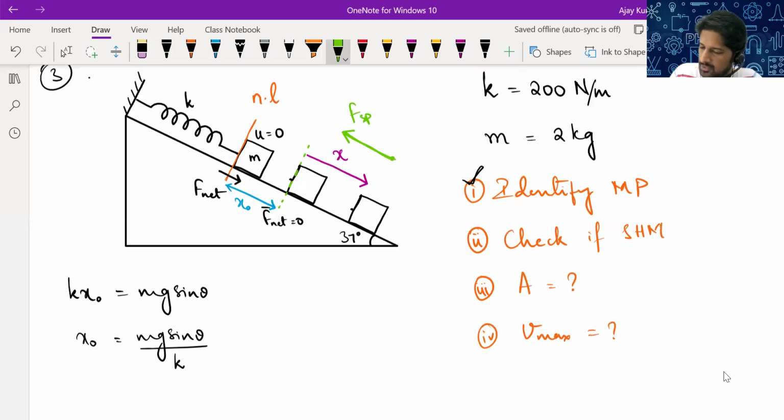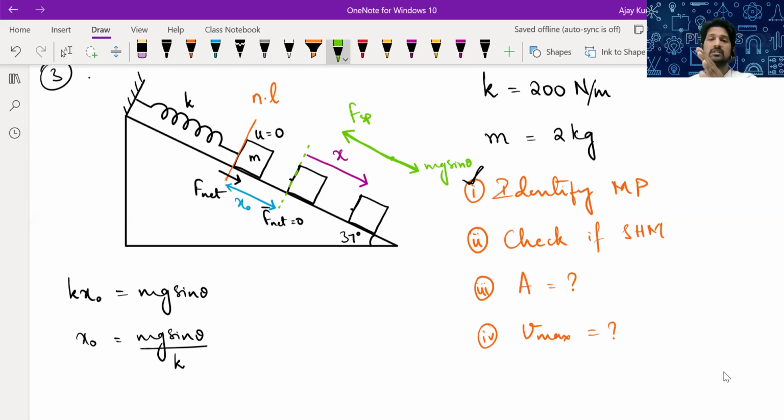And the mg component, mg sin theta, will be acting down the incline. Okay, so remember this, all of you. And this is how you should proceed, obviously. Because how do you check if it is SHM? The condition for SHM is that the restoring force should be proportional to displacement from mean position.